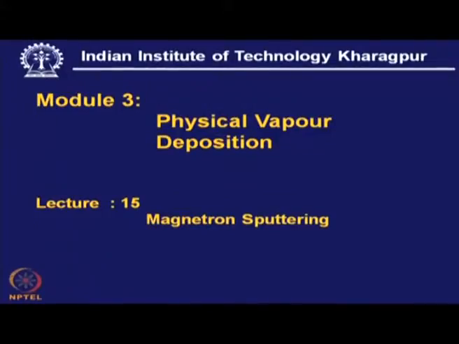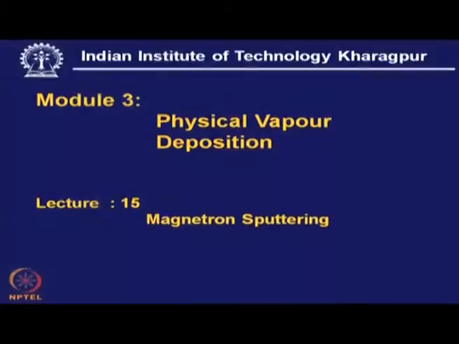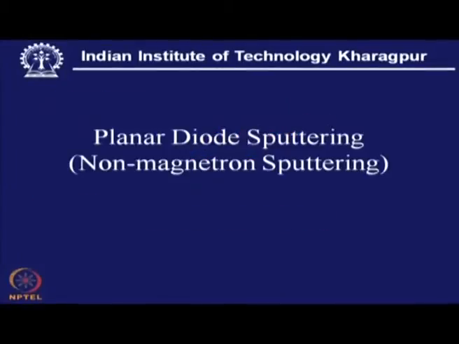Today's topic is magnetron sputtering. It is one of the deposition processes under physical vapor deposition technology. Let us have a quick look at non-magnetron sputtering, which is commonly known as planar diode sputtering. What are its features and how does it differ from magnetron sputtering?